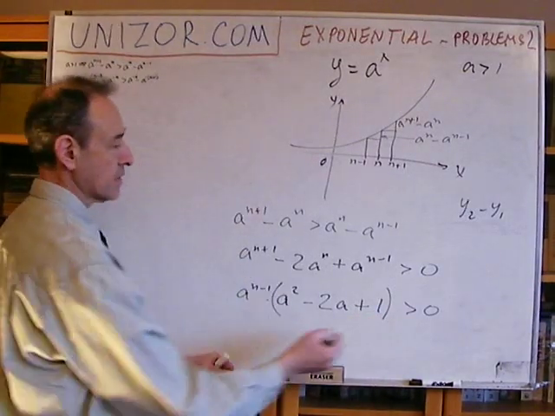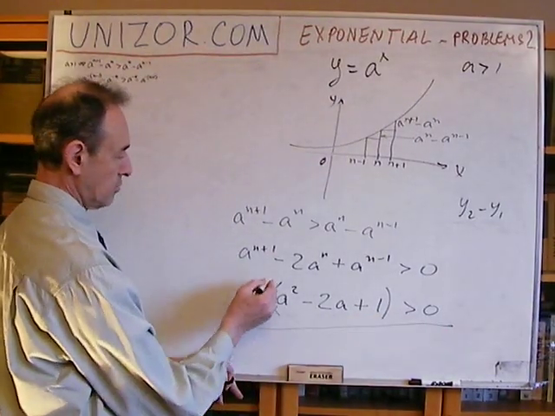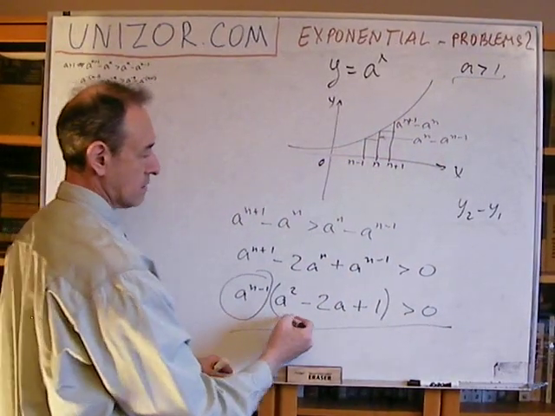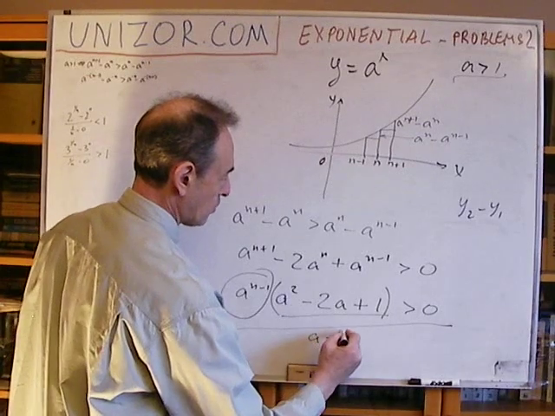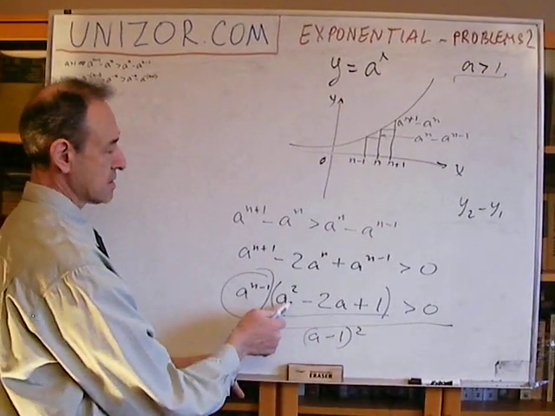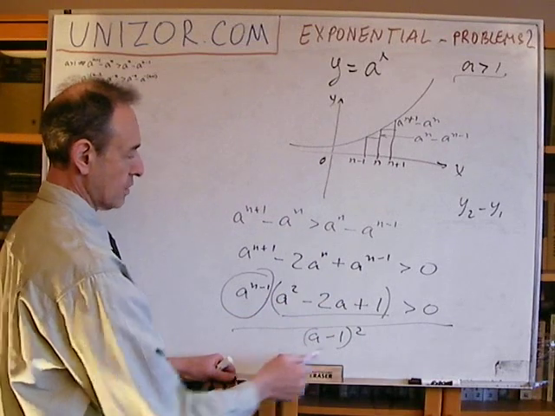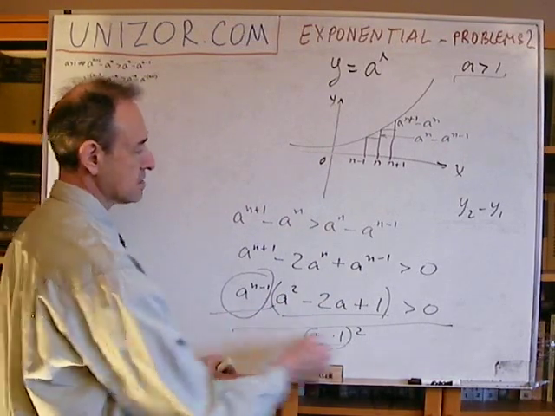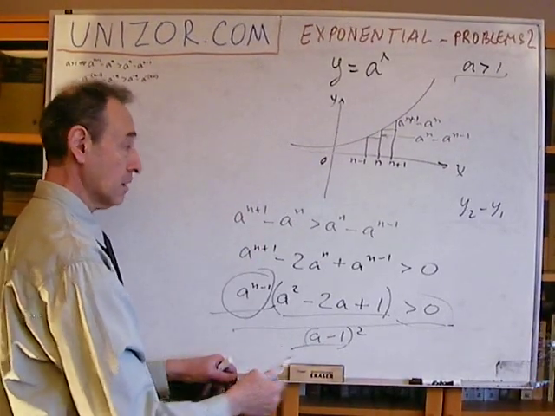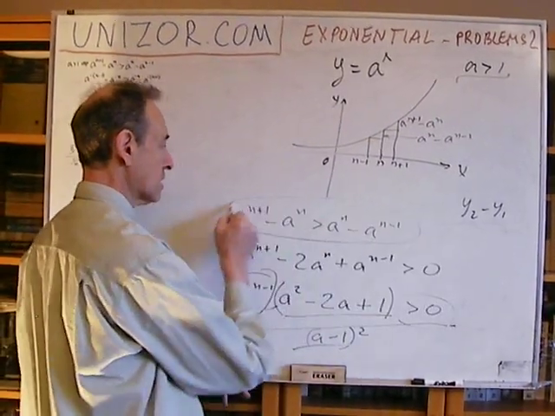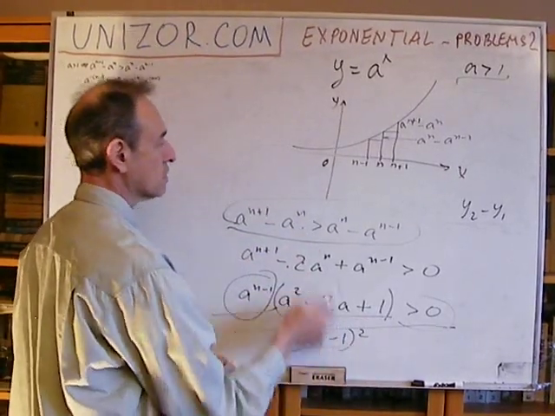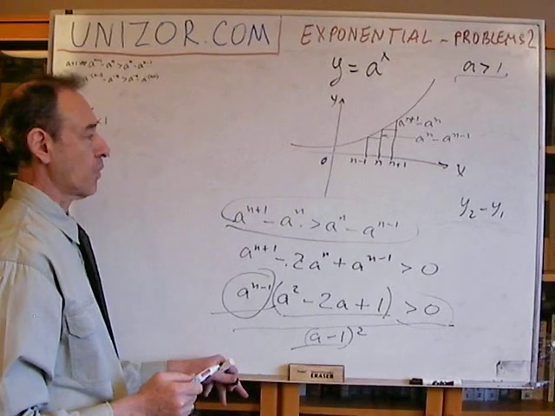Now, this is obviously true because a is greater than 1 base, and this is a minus 1 square. A minus 1 square is a square minus 2a plus 1. So this is positive, this is positive, so this is positive. And transformations are reversible. That's why this follows from this, this follows from this, and this is true. So this is why this is true.